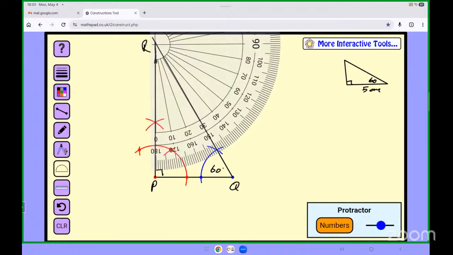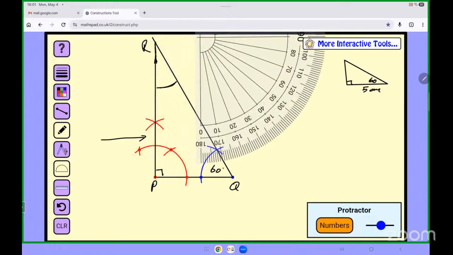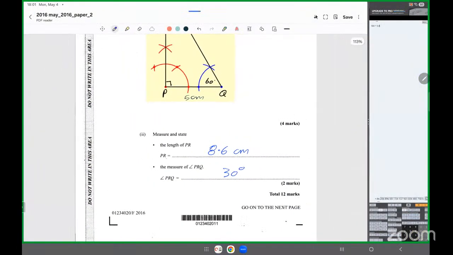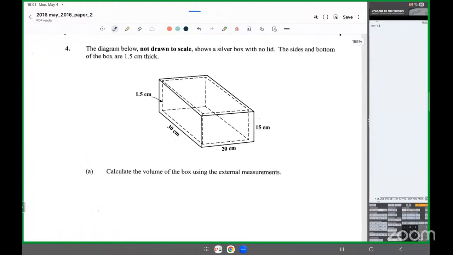Reading the 0 scale right here. Read that scale. You can say I pass through the 30 degrees, right there, that line. So this angle is 30 degrees. All right, that is it. That finishes that question. Next question.